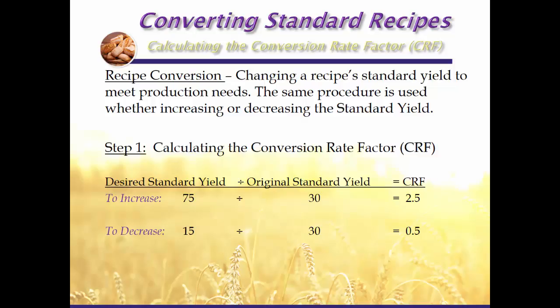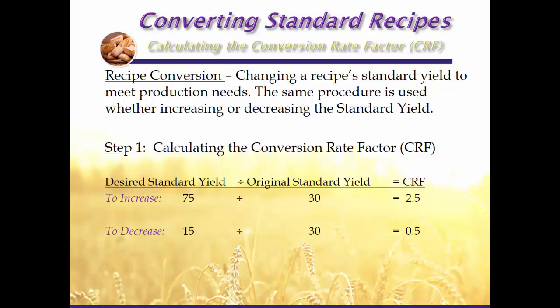The desired standard yield is divided by the original standard yield, and this equals the conversion rate factor. So as an example, to increase a standard yield from 30 to 75, we take 75 divided by 30, and that gives us a conversion rate factor of 2.5. We can then take each ingredient and multiply it by 2.5 to get the exact amount we need for each recipe.